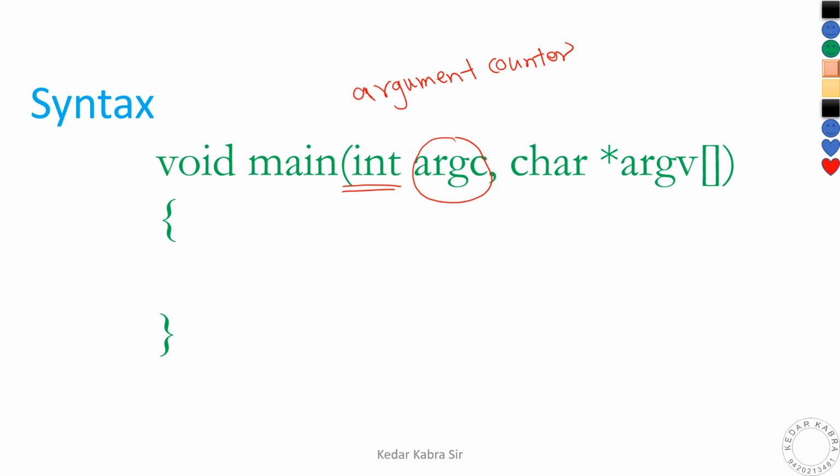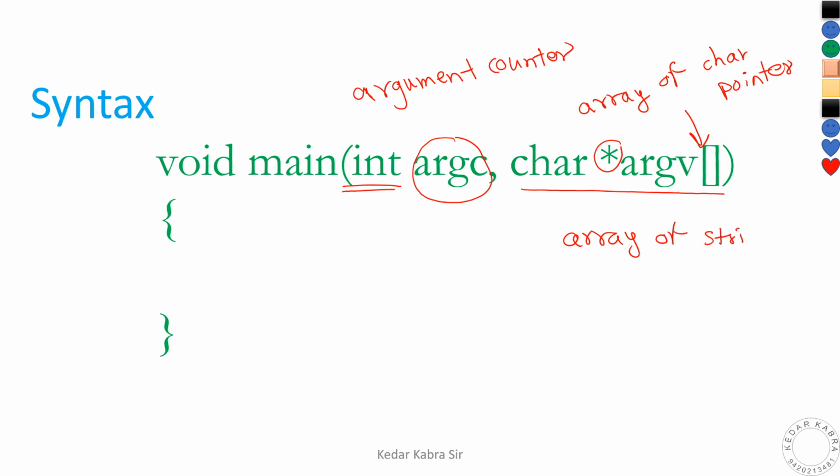And the second parameter is an array of pointers. You can see it is char star, and this symbol indicates an array. So it is an array of character pointers, and each character pointer can point to a string. So it is indirectly an array of strings. All the command line arguments are stored in this array of strings as strings. The first argument is always the file name, the output file name, and then all the arguments are separated by space and collected in the array of strings.